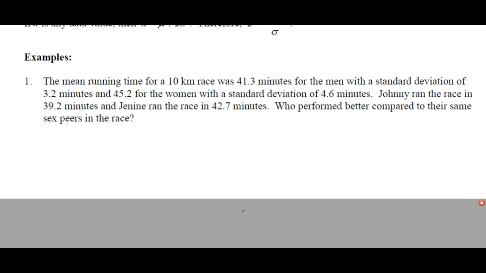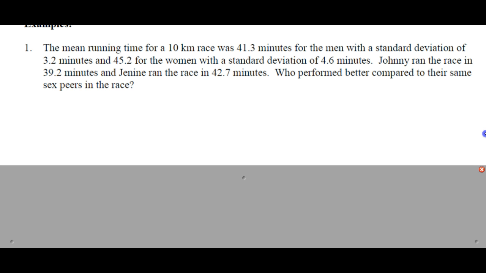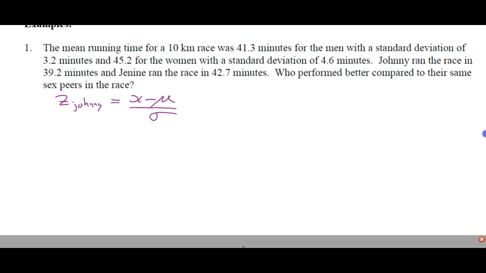So what we need to do is get Johnny's z-score. Okay, so what we will do is we will say z for Johnny is equal to x minus mu over sigma. Okay, so write the formula down. You're going to get it. It's on the formula sheet. So what is Johnny's x value? 39.2, right? So the x value is the score associated with a particular person. The mean for the men was 41.3. And the standard deviation for the men is 3.2.